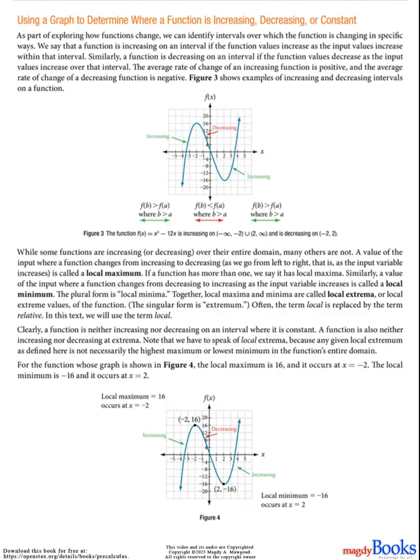Figure 4. x, f of x. Increasing. Local maximum coordinates are negative 2, 16. Decreasing. Local minimum coordinates are 2, negative 16. Increasing. Local maximum equals 16 occurs at x equals negative 2. Local minimum equals negative 16 occurs at x equals 2.